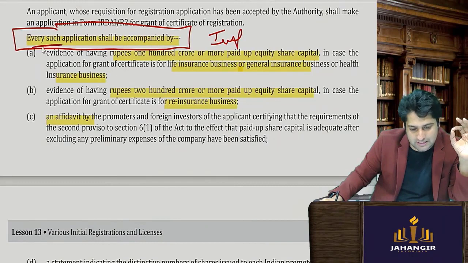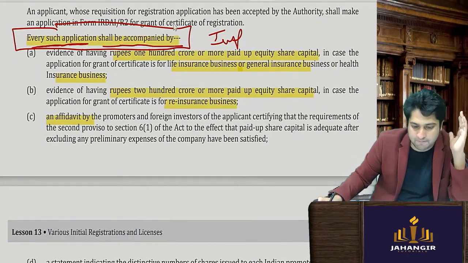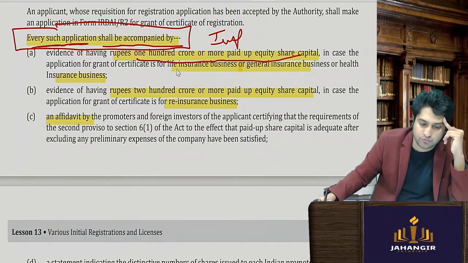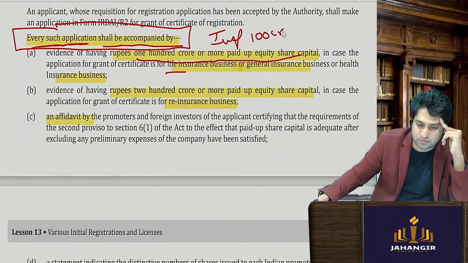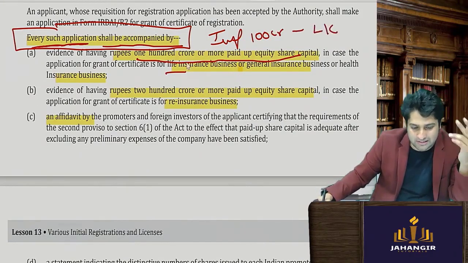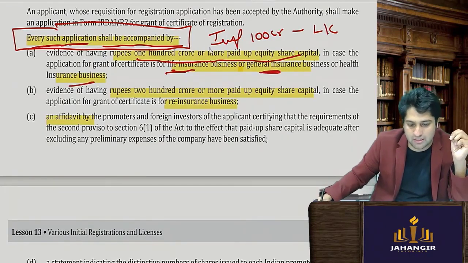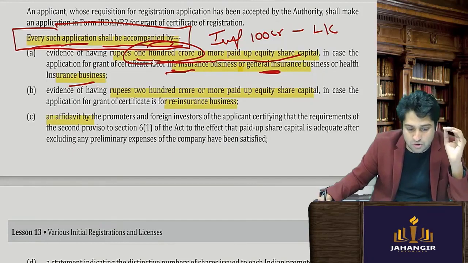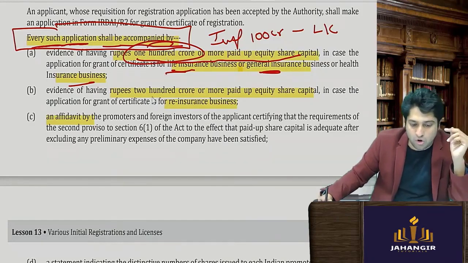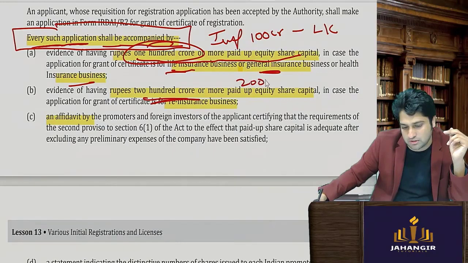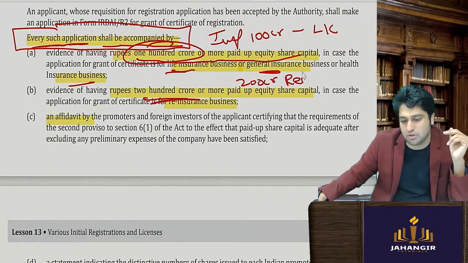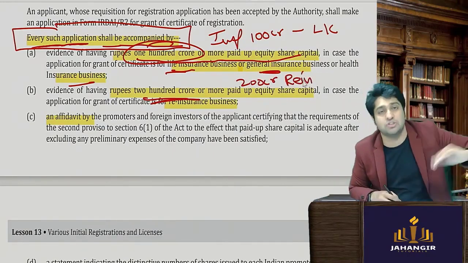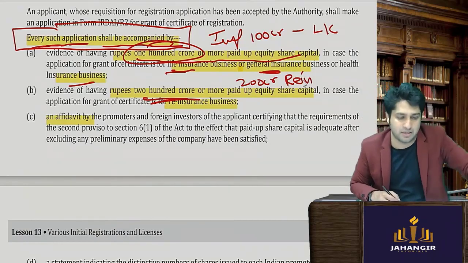Now every such application shall be accompanied by 100 crores or more paid up equity capital, so 100 करोड़ अगर लाइफ इंश्योरेंस बिजनेस है तो, या हेल्थ इंश्योरेंस या जनरल इंश्योरेंस है तो इनके लिए कम से कम 100 करोड़ होना चाहिए और पेड अप इक्विटी कैपिटल. और 200 करोड़ अगर री इंश्योरेंस बिजनेस है तो, because obviously reinsurance, इंश्योरेंस कंपनी की इंश्योरेंस ले रही है, so that has to be a bigger company, right?